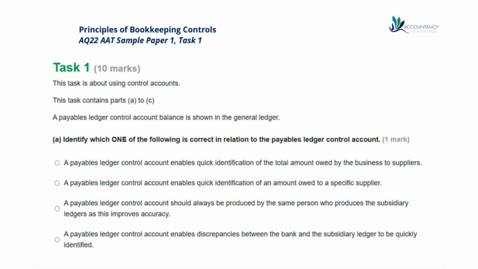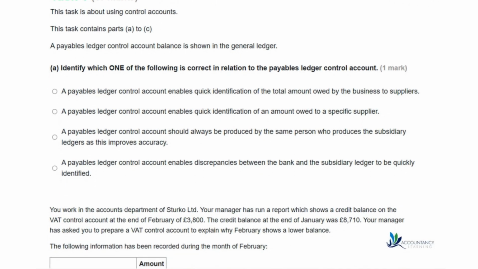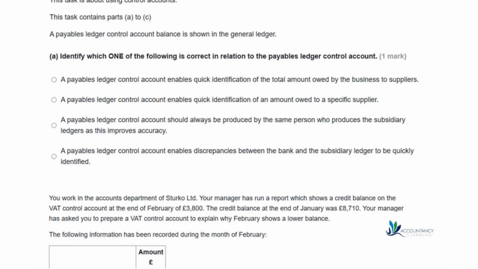So this task is about using control accounts. A payables ledger control account balance is shown in the general ledger. Identify which one of the following is correct in relation to the payables ledger control account.